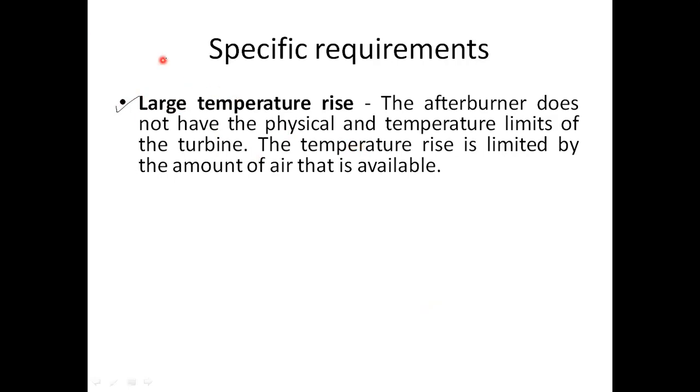Now when you look at a jet engine, the main reason we have a limitation of the temperature is the turbine. Turbine material cannot withstand a temperature more than a certain value, hence we have a temperature limitation. If you increase the temperature more, you can get more thrust.